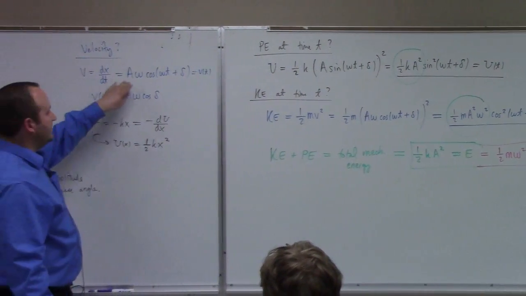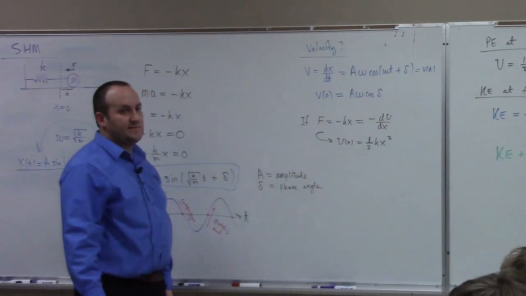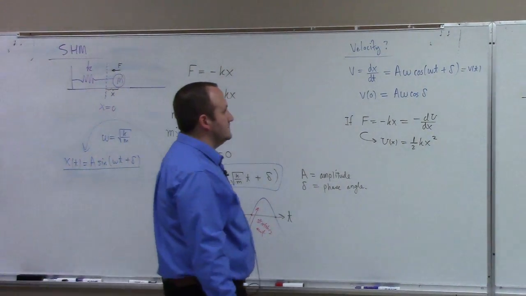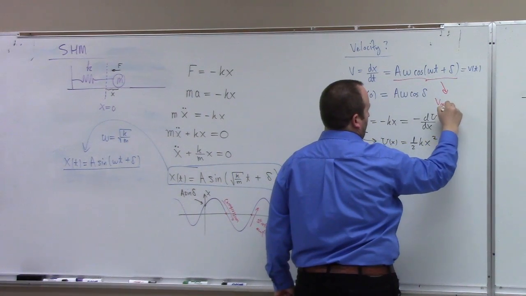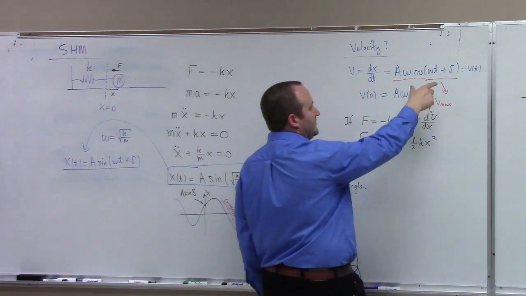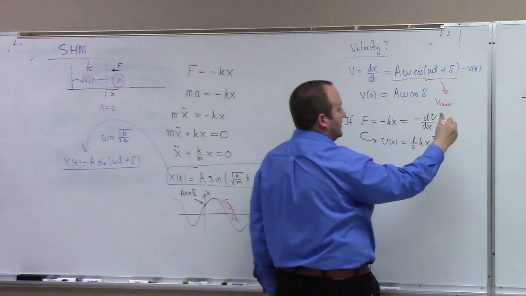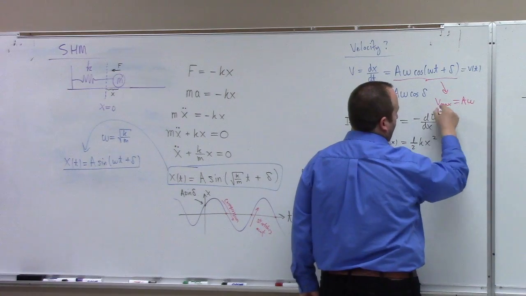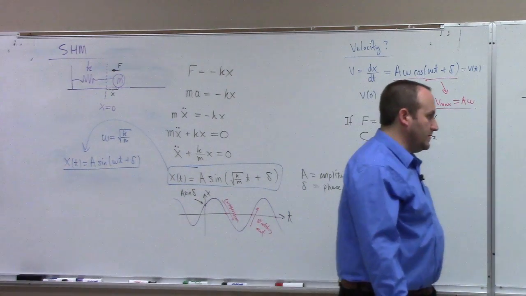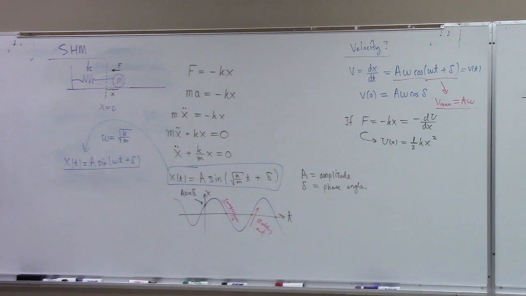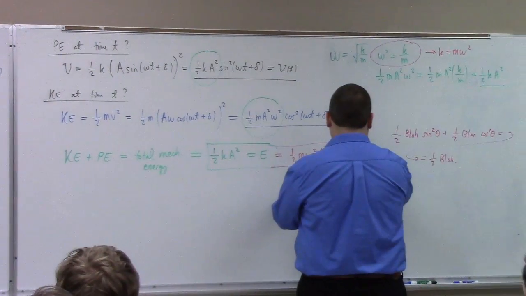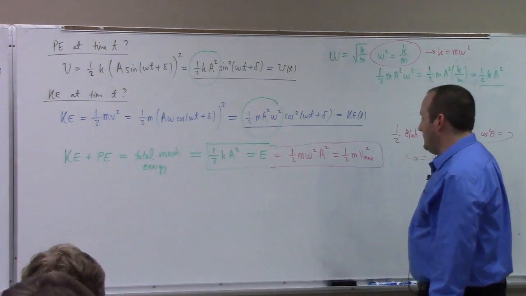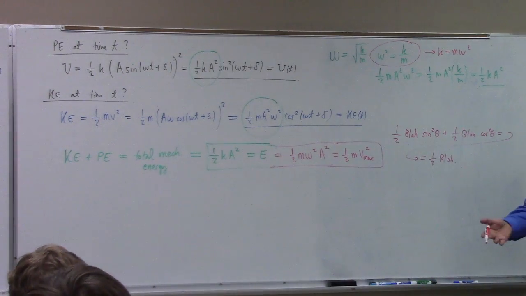What's the biggest V can be? Just look at the formula. What's V max? The largest the velocity could be is when cosine is 1, right? Cosine being 1, you get A omega. So I could also write this as 1/2 m V max squared, right? And there it is. It's manifest right there. It's in your face.